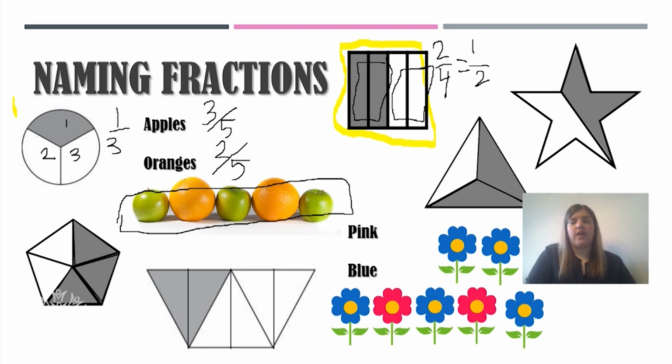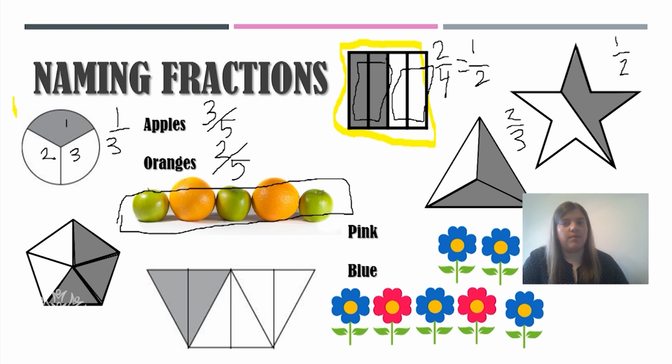What about the star? What is the fraction name? If you said 1/2, you are correct. What about the triangle? You're correct if you said 2/3. Great job. Let's move down here to the pentagon. I know my triangle shades are a little bit off, but if I have 3 pieces that are shaded, how many pieces are there total? There are 5 total pieces, so I have 3/5 of the pentagon that is shaded.